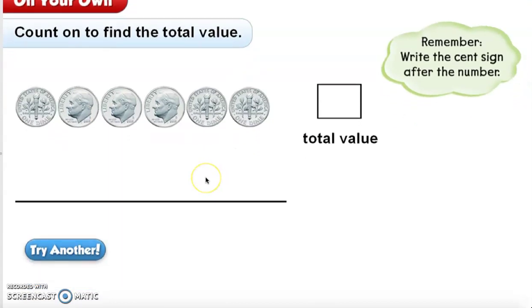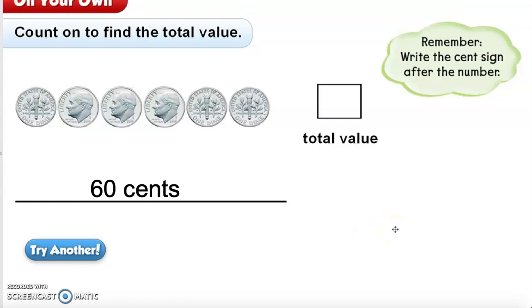Okay, and so this one here, it looks like we have all dimes, right? So we really just have to count by tens here. So 10, 20, 30, 40, 50, 60. So we have 60 cents. And so remember, write the cent sign after the number. So if you are choosing to use the cent sign, that sign comes after the number.